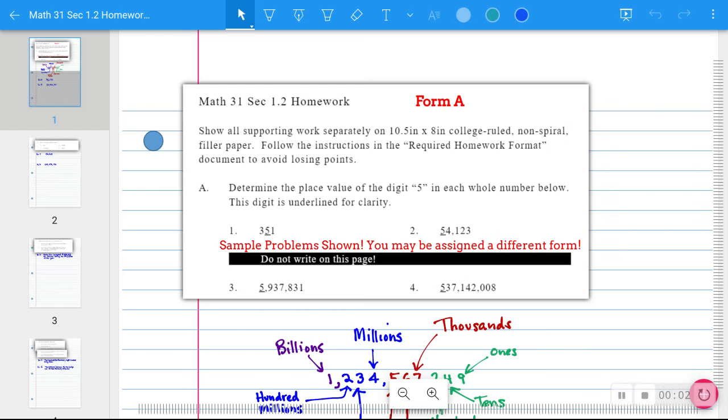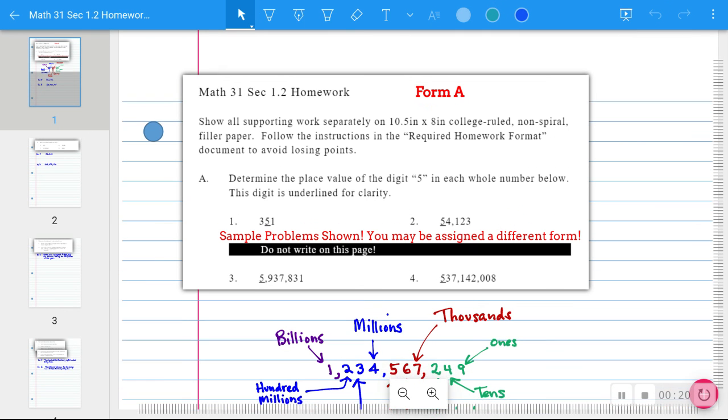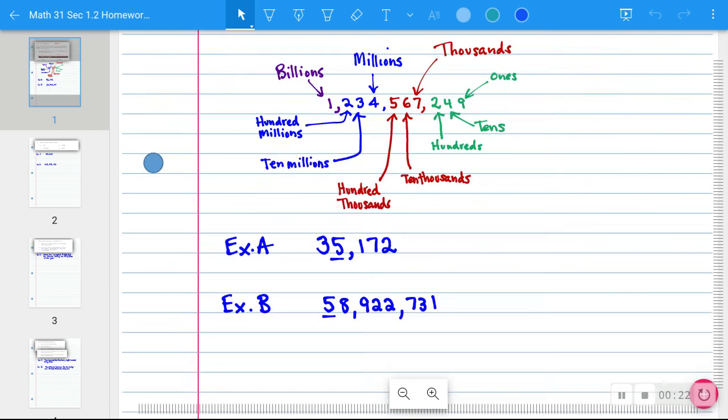Okay, this is the Math 31 section 1.2 homework help, and I hope this little video helps you get through this section. Please note that the problems shown are from Form A, and you might be assigned a different form. So we're going to look at the first section, problems 1 through 4, and we'll move on after that.